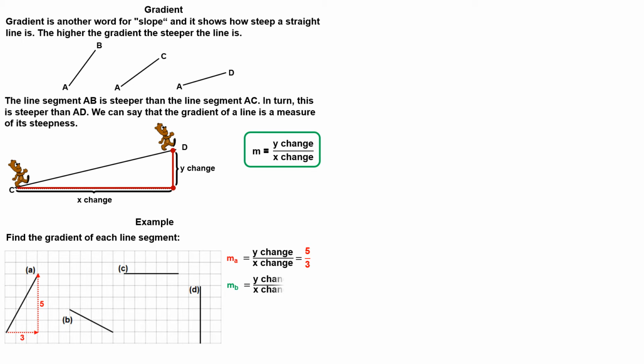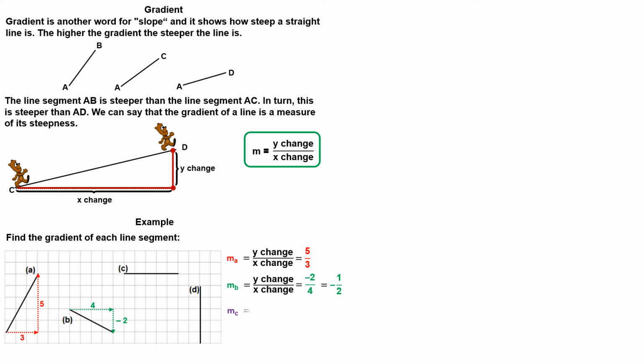Gradient of line B. Choose 2 points on the line segment and work out from left to right, always. The x-change is 4. When the y-change is negative, it moves downwards. So the y-change is negative. The y-change is minus 2. The gradient is minus 1/2.